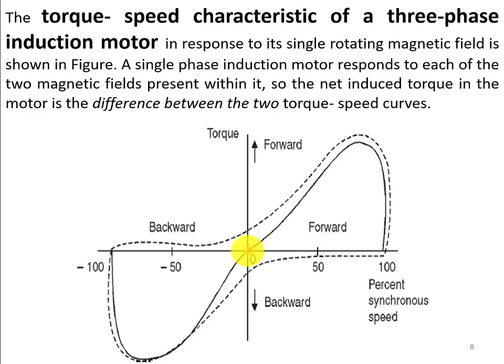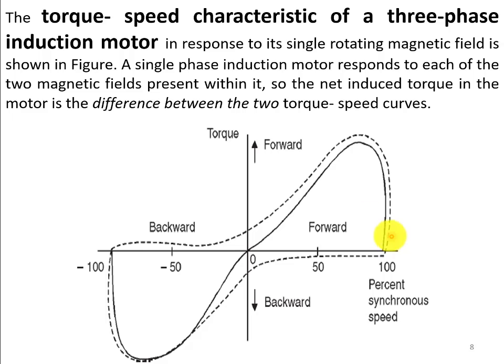But looking at the torque-speed characteristics, we can see that there is no starting torque here. These dotted lines are for the forward and backward magnetic fields. The torque-speed characteristics of a three-phase induction motor in response to its single rotating magnetic field are shown in the figure. We have just made them according to our knowledge of the three-phase induction motor.